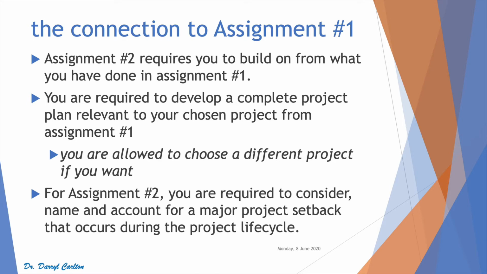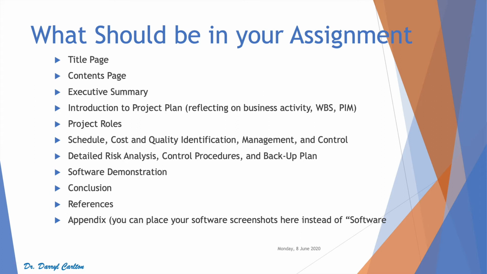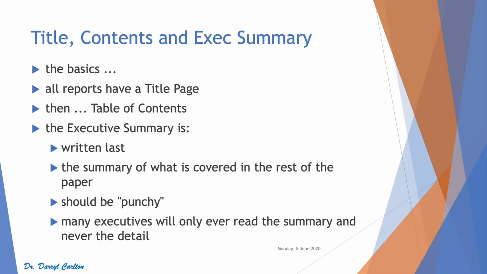Assignment 2 requires you to build on from what you have done in Assignment 1. You're required to develop a complete project plan relevant to your chosen project from that assignment. As I said, you can choose something different if you want, but I wouldn't. For Assignment 2, you are required to consider, name and account for a major setback. This is a suggestion of what could be in your assignment. So you could follow this if you want to. It'll be easier for you if you do. I'm going to cover these contents.